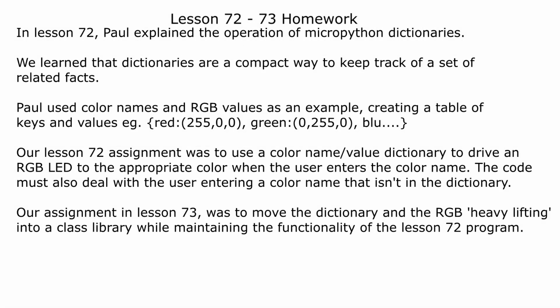In Lesson 72, Paul explained the operation of MicroPython dictionaries. We learned that dictionaries are a compact way to keep track of a set of related facts. Paul used color names and RGB values as an example, creating a table of keys and values, for example, red being 255, 0, 0, green 0, 255, 0, etc.